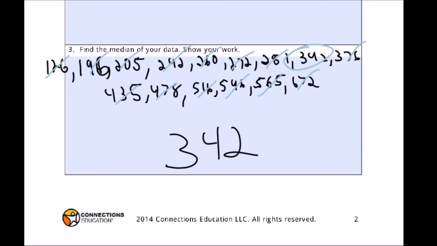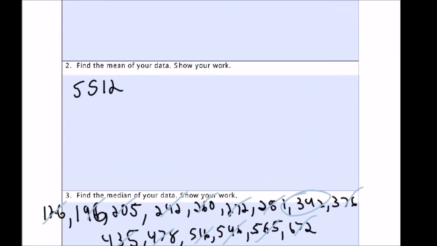Alright, so let's go back up to the mean. While I had it paused, I went ahead and added up all those numbers. So now to find the mean, now that I've added all 15 numbers together, I got 5,512. I'm going to take that and divide it by how many books I had, which was 15. So I can go ahead and work out this division.